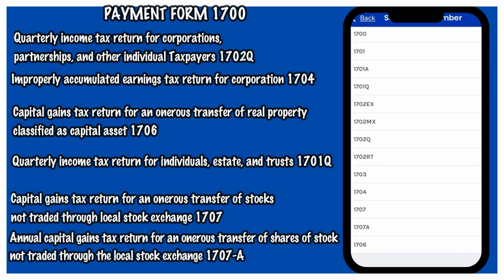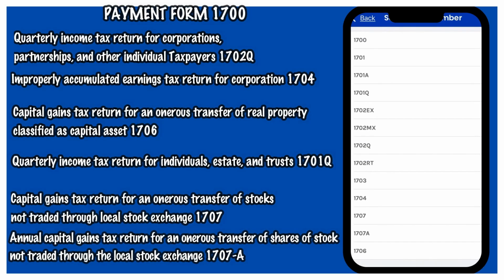Capital gains tax return for an onerous transfer of real property classified as capital asset. This form is used when a person sells, exchanges, or disposes of a real property classified as a capital asset. Capital gains tax return for an onerous transfer of stocks not traded through local stock exchange. This form is used when a sale, barter, exchange, or transfer of ownership in a domestic corporation is a capital asset not traded through a local stock exchange.